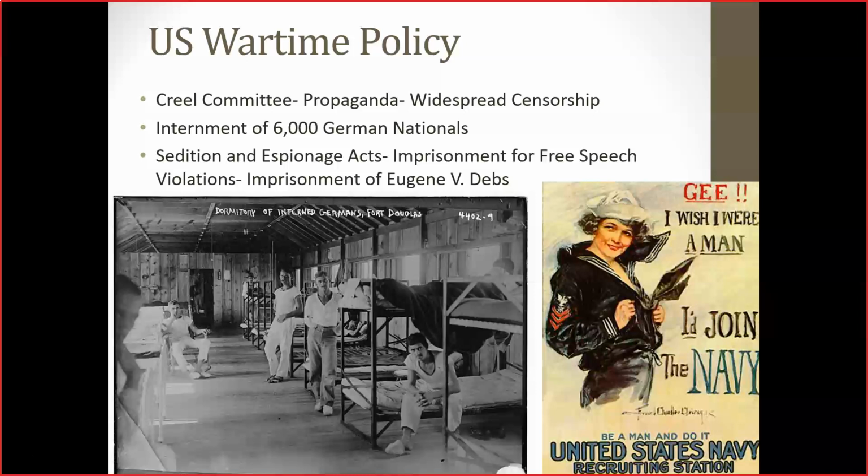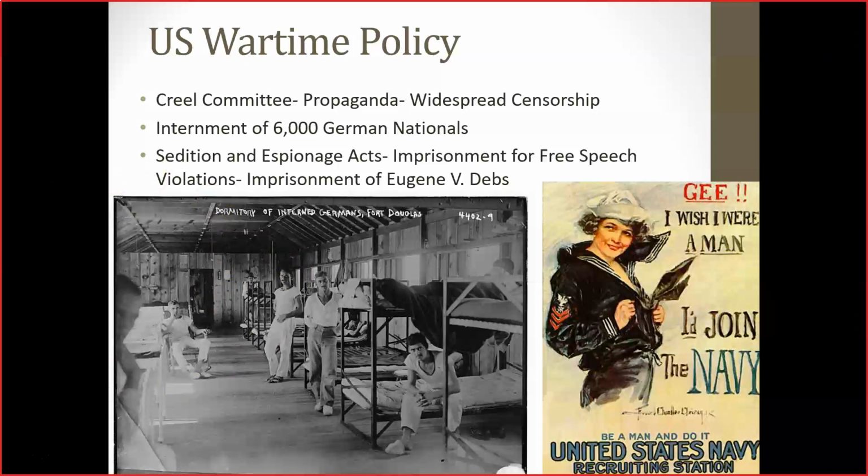There was a program, oftentimes with pretty flimsy evidence, in some cases stronger evidence, to arrest and in turn imprison for the war German nationals in the United States. And some 6,000 of them were interned in facilities like this. Now, this brings up a major question.